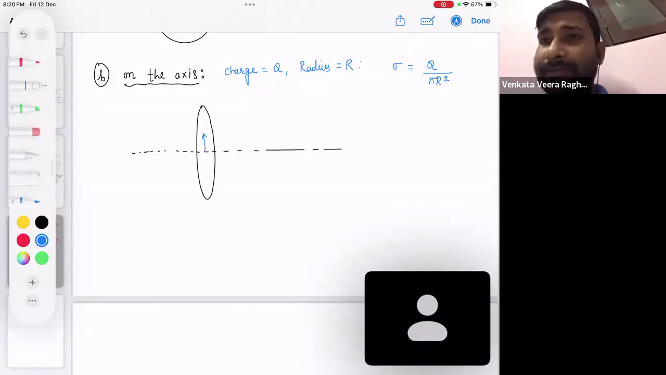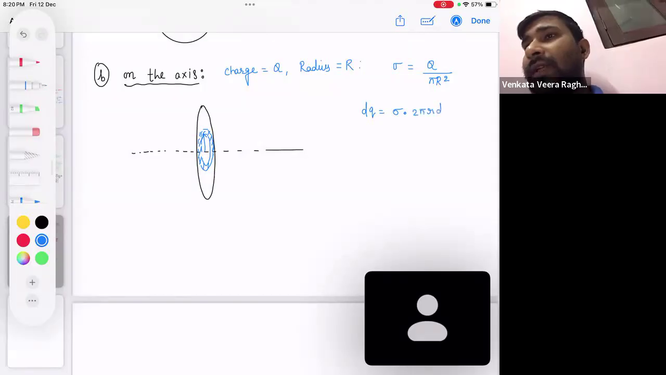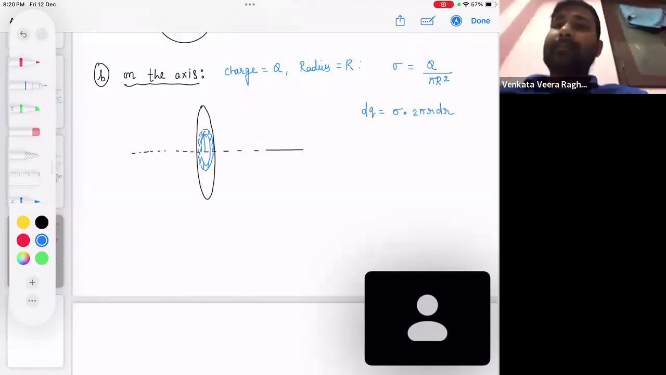So the first thing I should do is consider a small ring element. What will be the charge on that small ring element? First of all, tell me what will be the charge dq on that small ring element. Is dq going to be sigma, the charge per unit area, into the area of the ring, with a small thickness? Is it going to be 2 pi r dr? Please check it.